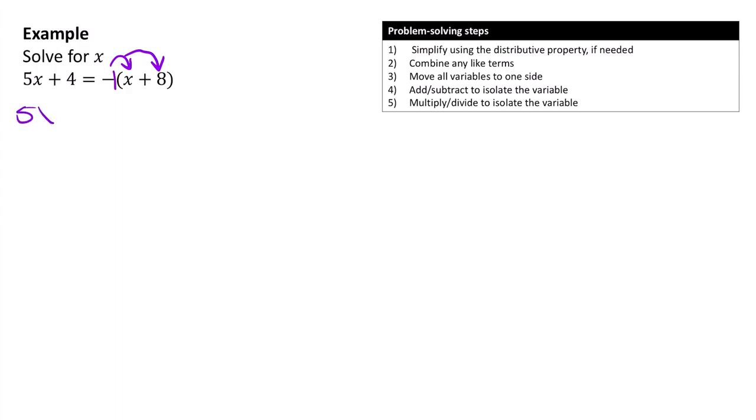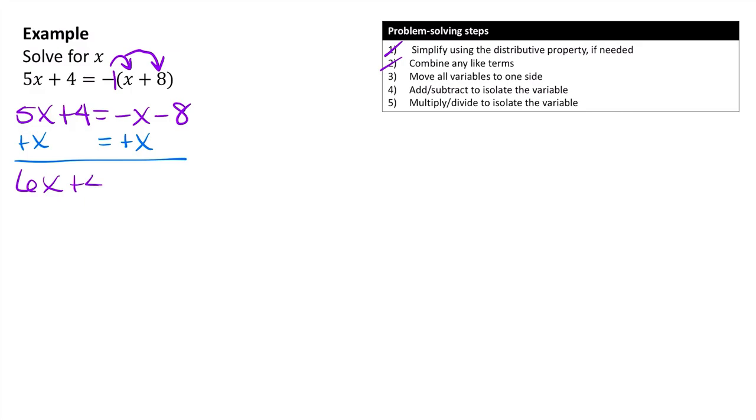So that's going to give me 5x plus 4 equals, well, negative 1 times x is just negative x, right? And then negative 1 times 8 is going to give me minus 8. So I've done the distributing step. So now what I need to do, I don't have any like terms to combine, so I'm going to skip that. But I need to move all my variables to one side. So the opposite of minus x is going to be to plus x on both sides. So I'm going to do that to both sides of my equation. So I have 6x plus 4 equals negative 8.